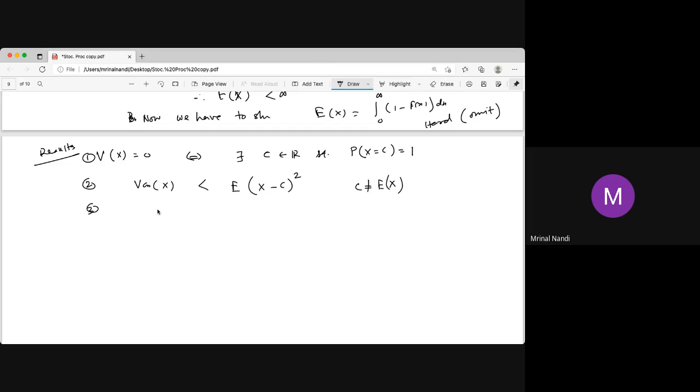And we know this also, the thing that variance of ax plus b is nothing but a squared times variance of x. That is left as an exercise, you know this.